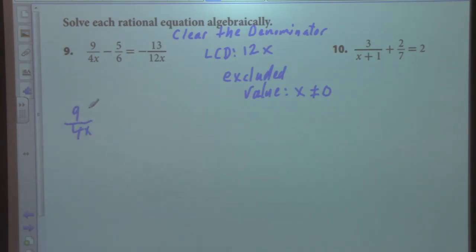So I'm going to write the first one out: 9 over 4x, and I'm going to multiply by the least common denominator, which is 12x. Then minus 5/6, multiplied by the least common denominator, which is again 12x. And on the right side, we have negative 13 over 12x, and our least common denominator is 12x.